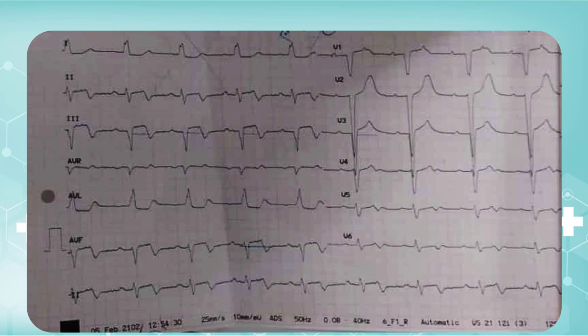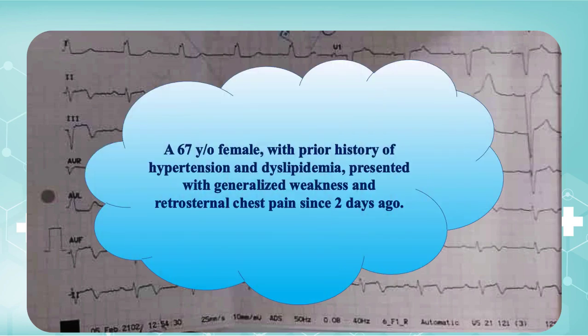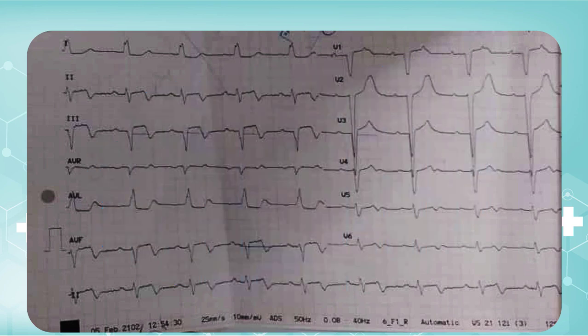The present strip is obtained from a 67-year-old female, with prior history of hypertension and dyslipidemia, presented with generalized weakness and retrosternal chest pain since 2 days ago. What do you think about this strip? Which of the following is the correct answer?